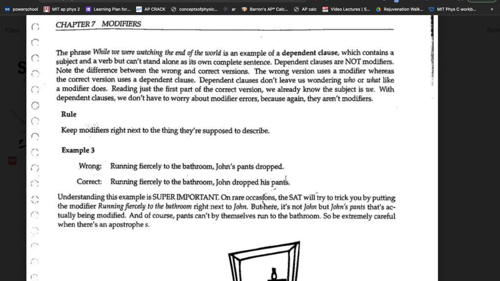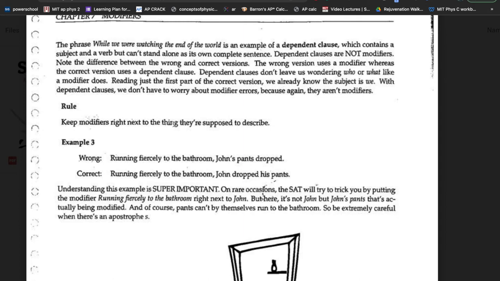So that's kind of how you'd work around it. Put the words next to each other, read them. See what those adjectives, whatever those actions, are describing. Right, running fiercely, John's pants? Nope. Running fiercely, John. Yeah, that makes more sense. And that John dropped his pants.